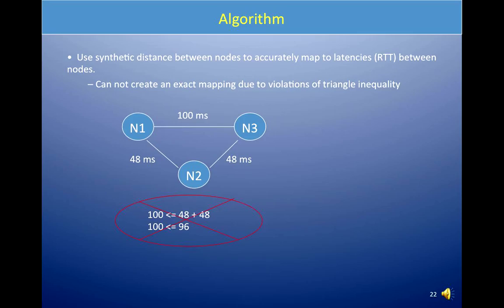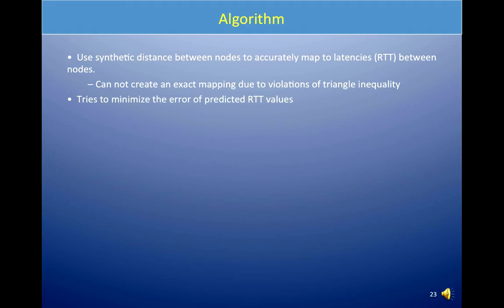We know from basic networking 101 that we have different physical media between the nodes. The link between n1 and n3 might be a Cat3 or Cat5 cable, and n1 to n2 might be fiber optics. Because of the different physical media, there could be different latencies. So we cannot achieve this triangle inequality. The goal of the Vivaldi algorithm is to minimize the error so that the distances are equivalent to the RTT.